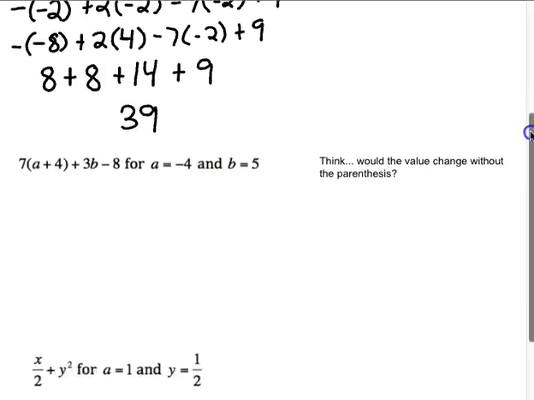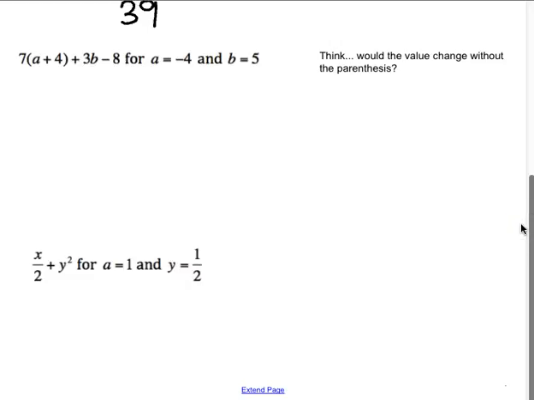So let's move on to our next one. So here, 7 times (a plus 4) plus 3b minus 8. And we want to use a, we're going to substitute in -4, and for b, we're going to substitute in 5. So we're going to have 7 times (-4 plus 4) plus 3 times 5 minus 8.